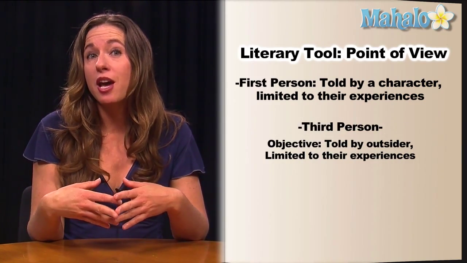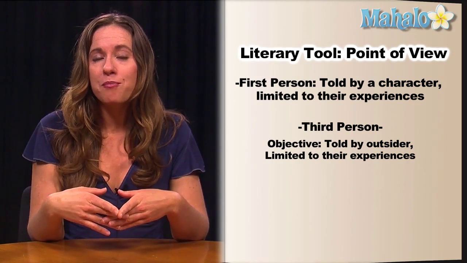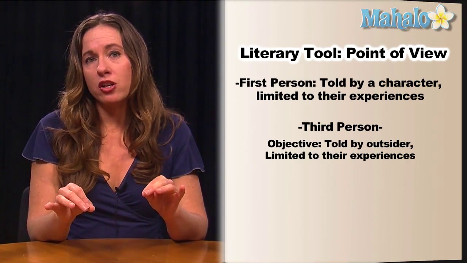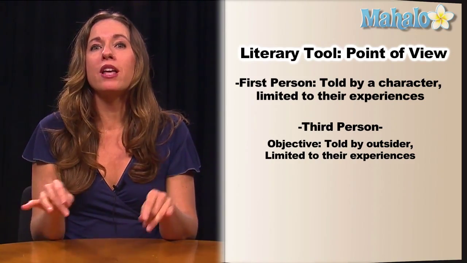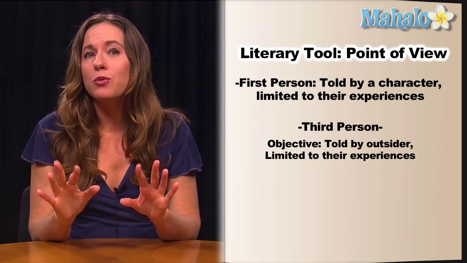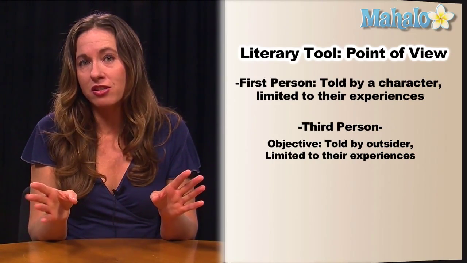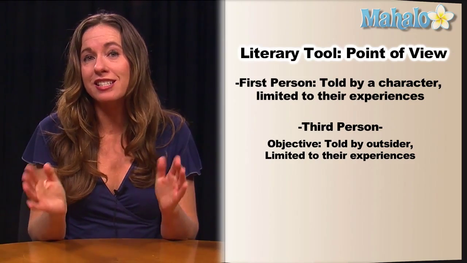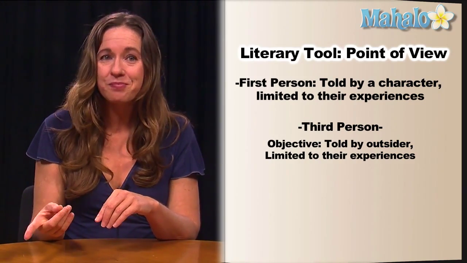Also, we have third person objective, and that's when the narrator is an outsider. But again, that outsider is limited. They can only report on what they see and on what they feel. They can only tell us what's happening. Again, they can't go into the minds and hearts of other characters, including the main character, because the narrator in third person objective is an outsider.